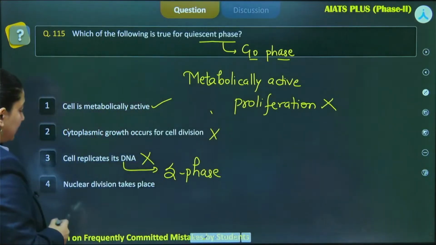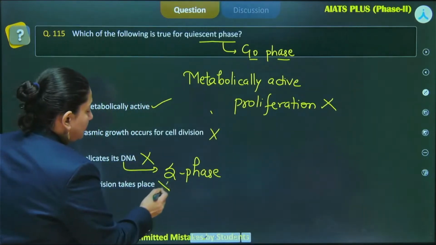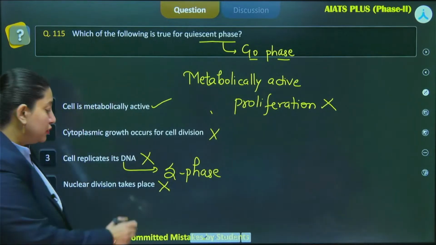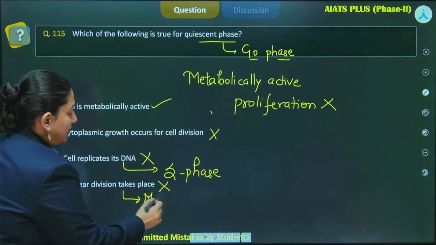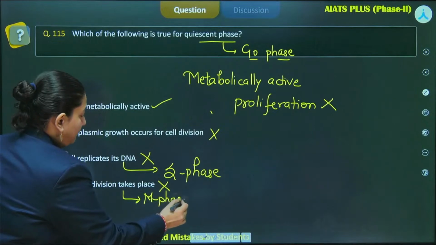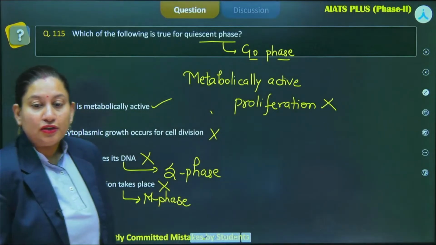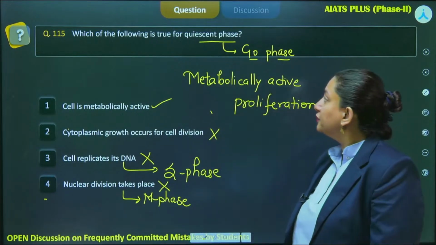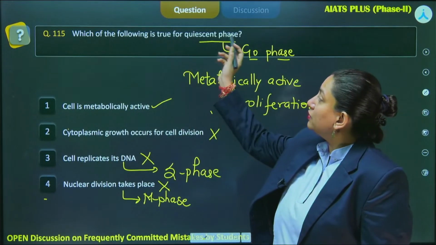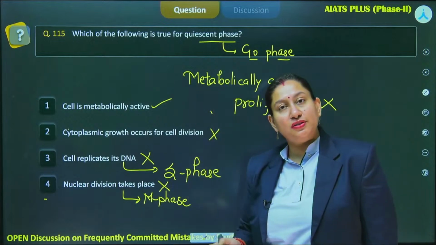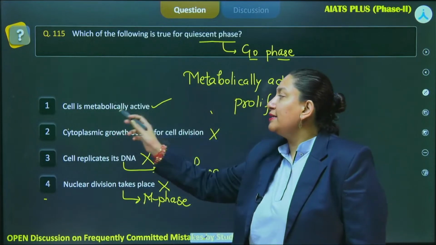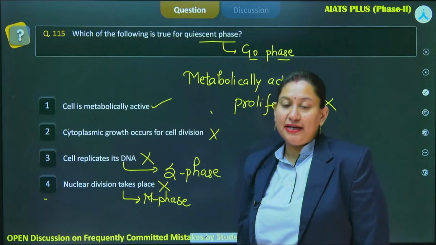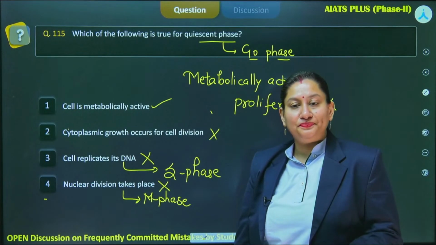Now, the fourth one is saying nuclear division takes place. Again, it's incorrect. This occurs during M phase, right? So, yes, the cell replicates during S phase, correctly written. Wonderful, right? So, when we talk about the true statement for the quiescent stage, it's going to be that the cell is metabolically active, right? I hope this question is clear to everyone.